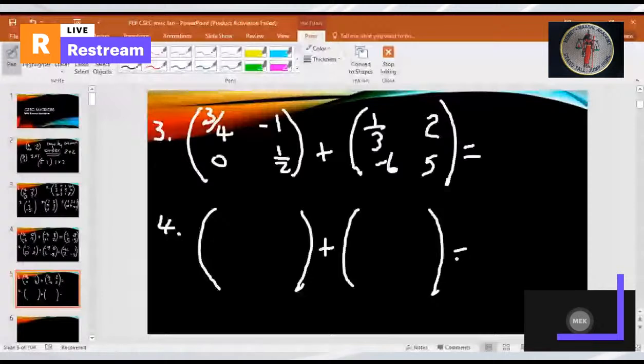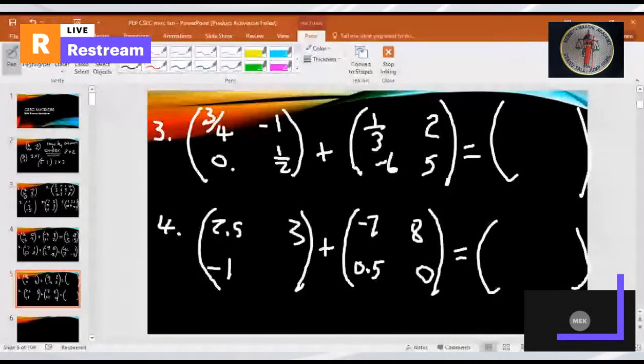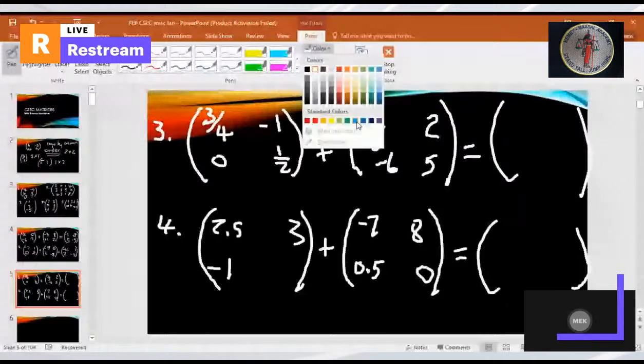So let's say we have 2.5, 3, negative 1, 0, 5. We have negative 7, 8. I'm just putting in some random numbers. All right. So we have 3/4, we have 1/3. So just go to the side, work out 3/4 plus 1/3.